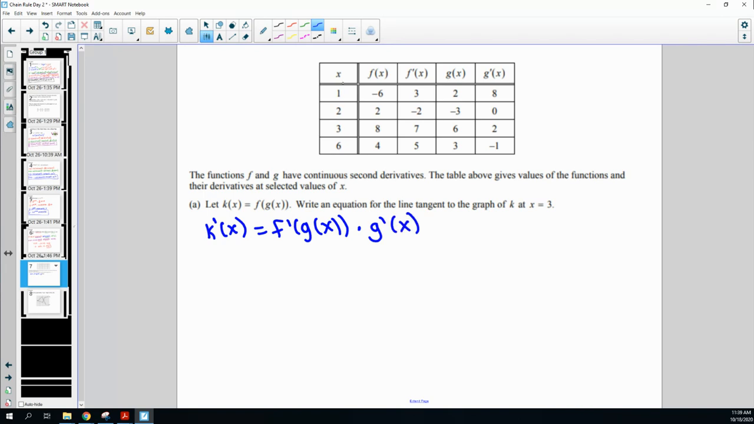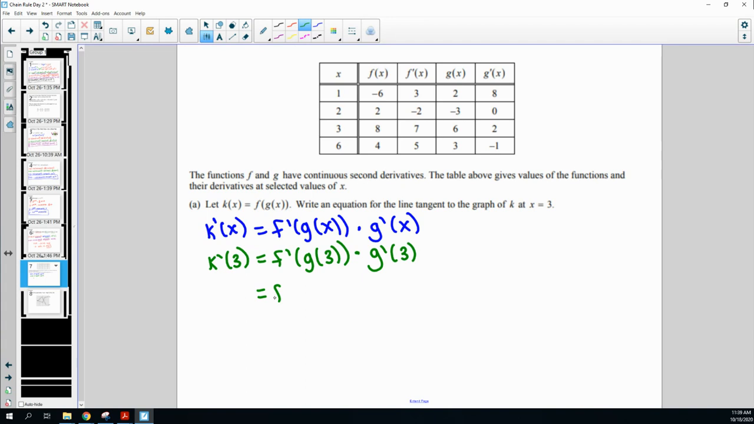So I'm going to use my chart to help me here. I'm doing it at x equals 3, so I want to find k prime at 3. This would be the derivative, or the slope of the tangent line at 3. So I'm going to do f prime of g of 3 times g prime of 3.